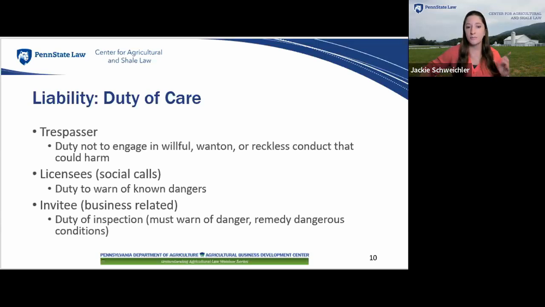The status that's most relevant to our discussion today is the invitee. An invitee is someone who's on the property for a business purpose. With an invitee, the landowner has the duty to inspect the premises and fix or correct any possible dangers. So with my front porch step example, the landowner would have to warn of the danger as guests are coming onto the property, and then they would need to fix that broken step as soon as reasonably possible. That's the highest level of the duty of care.